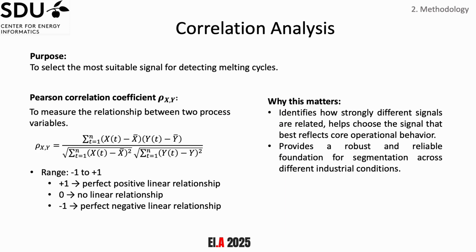Before identifying the melting cycles, we need to select the most suitable signal. So we did the correlation analysis by using the Pearson correlation coefficient, which is used to measure the relationship between two process variables. The correlation analysis identifies how strongly different signals are related, and it helps choose a signal that best reflects the core operational behavior. It also provides a robust and reliable foundation for segmentation across different industrial conditions.